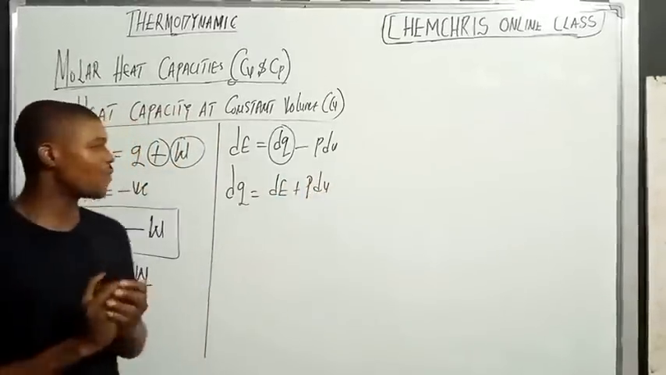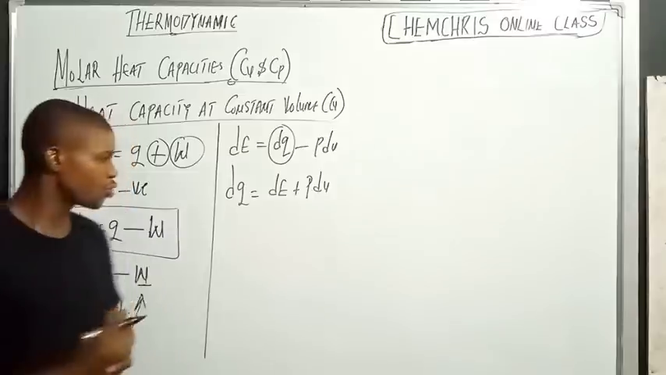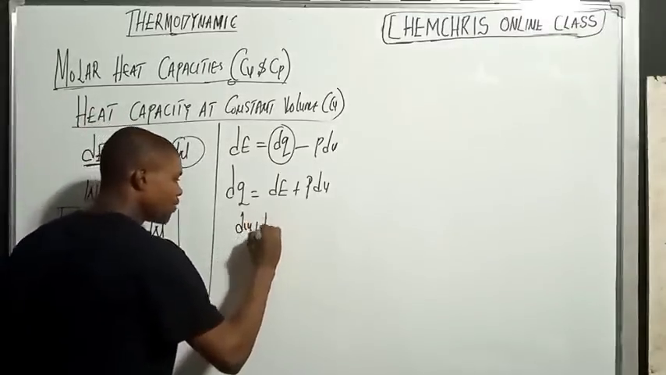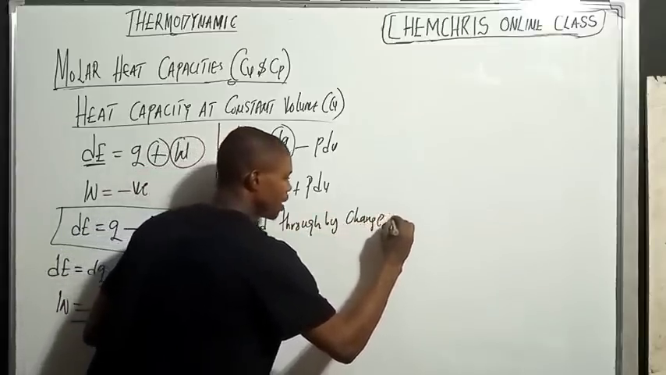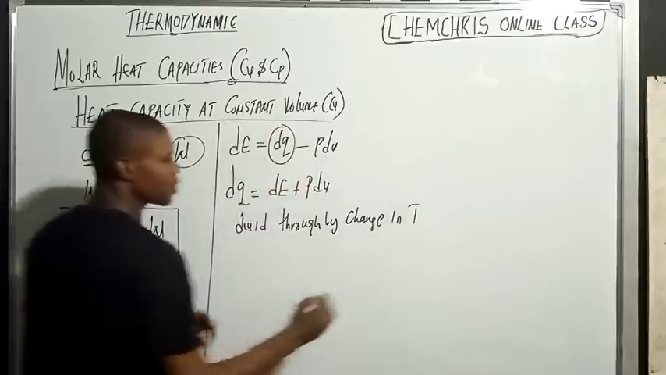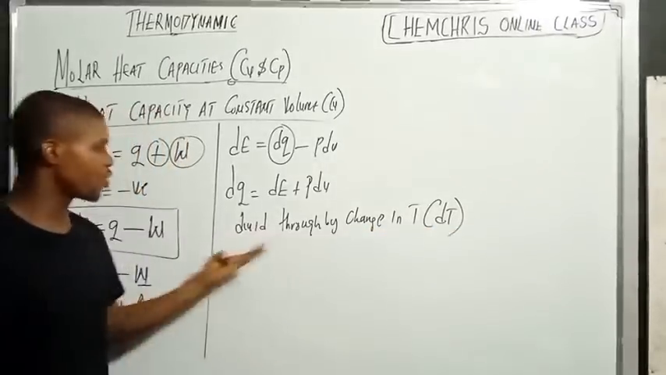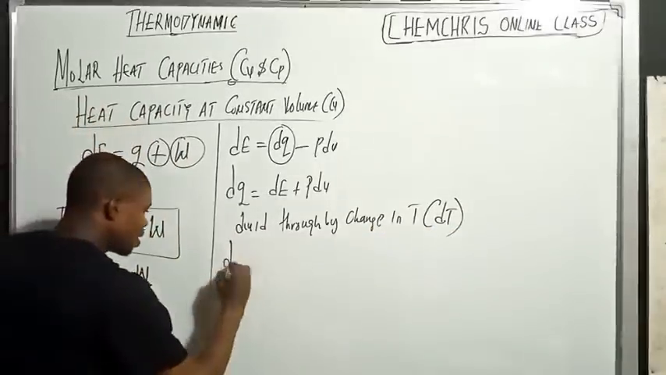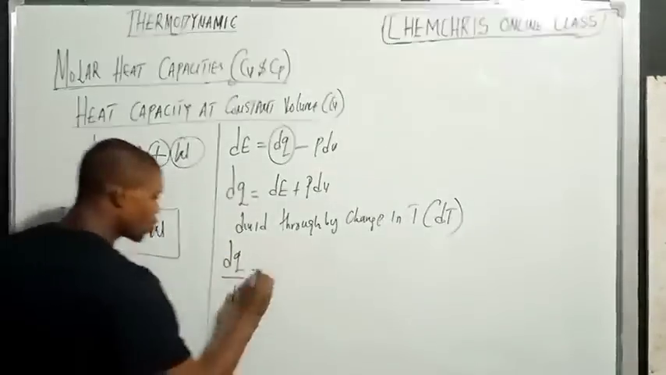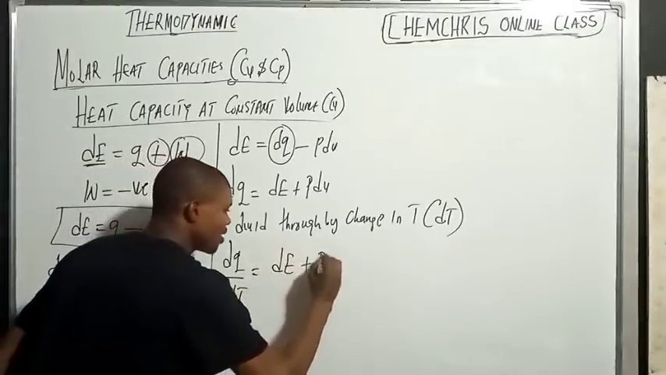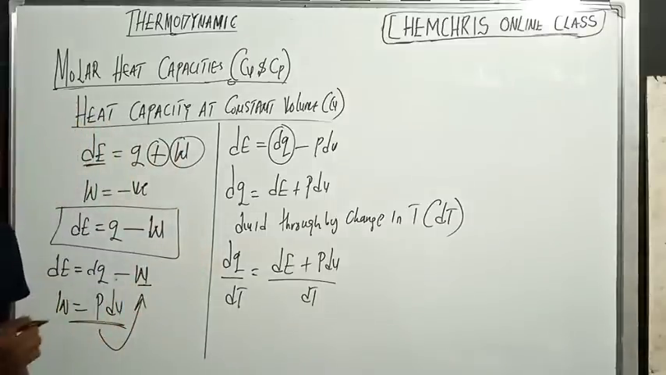Now, whenever you are deriving here, you always divide through by change in temperature. So that change in temperature is change in T, right? If you divide both sides by change in temperature, you have change in Q over change in T. Can you see that? Change in Q over change in T equals change in E plus change in PV over change in T. Now, remember we are talking about constant volume, right?